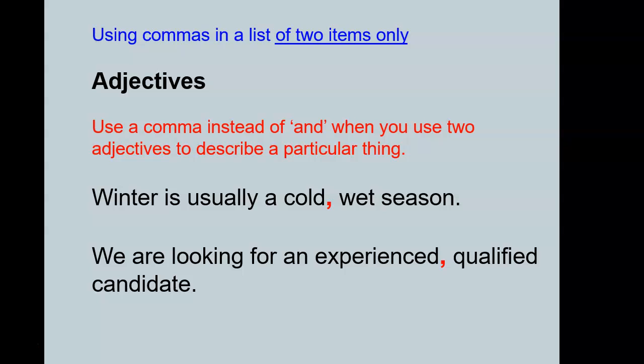I've said that a list needs at least 3 items. Sometimes you use 2 adjectives together to describe the same thing, and we need to separate these with a comma. It's not really a list, but we do need to use the comma. So as you can see in the example, winter is usually a cold, wet season. We're describing the season and we're using 2 adjectives, cold and wet. We didn't use the word and, we just used a comma. And the same in the other sentence.